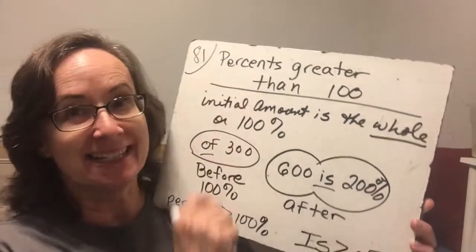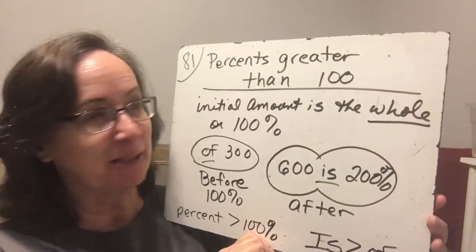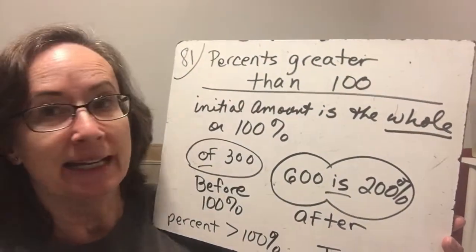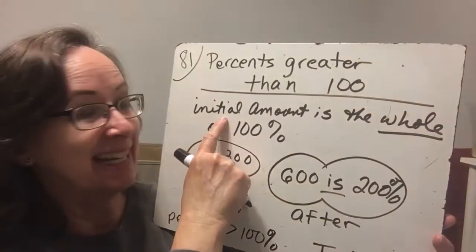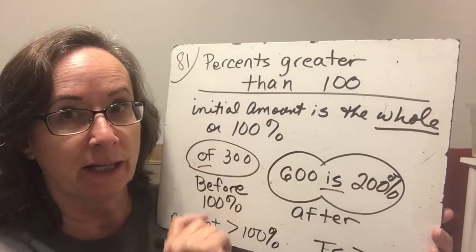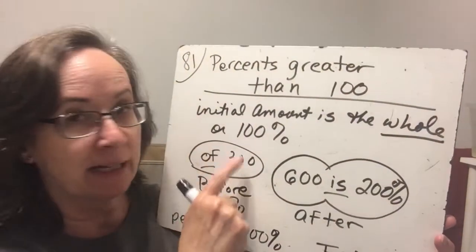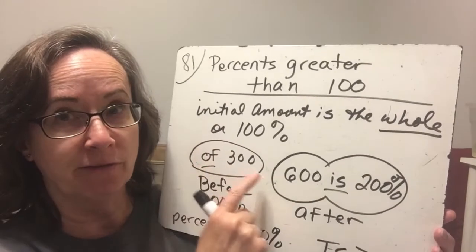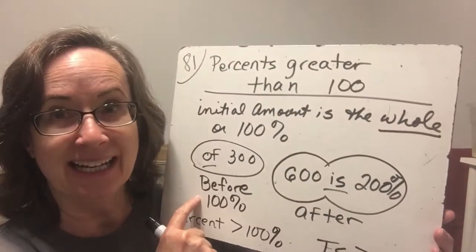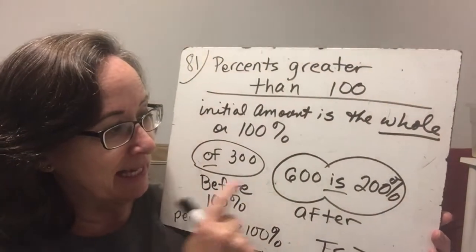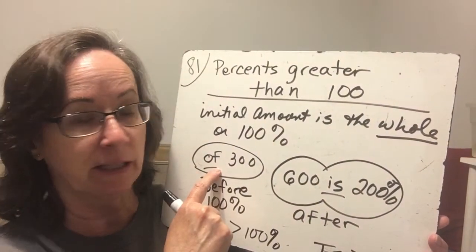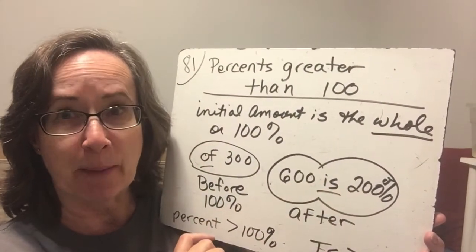And today we're doing lesson 81 in your Saxon Blue Book. And we're talking about percents greater than 100. Now, when you're looking at a percent problem, the initial amount is the whole, or the 100%. So here we're talking about a percentage of 300. And so 300 is the before number, and it's the 100%. And then 600 is 200% of the 300. And 200% is a big percentage.